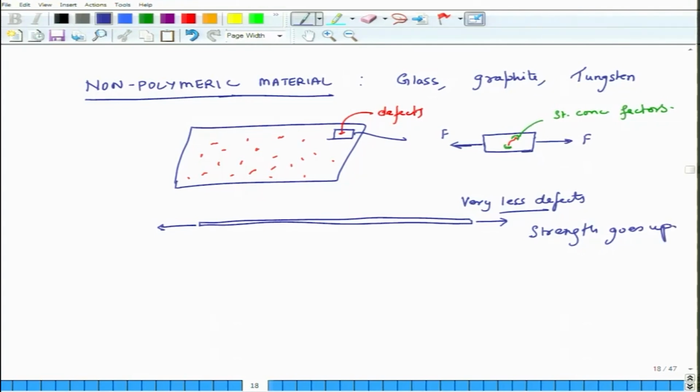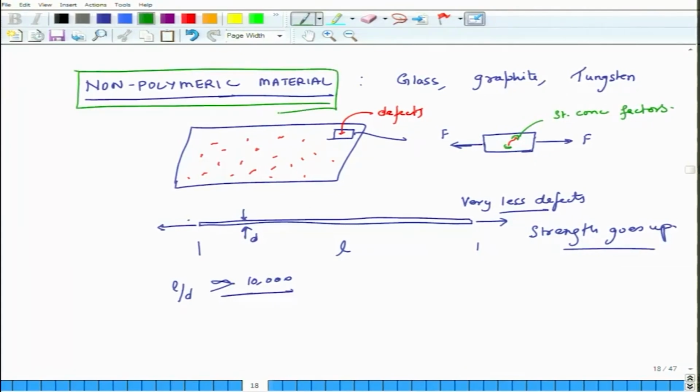So, what do I mean by fiber? By fiber I mean a geometry whose length, let us say this length, and this is the diameter. So, the L by D ratio is more than maybe 10,000. It has to be more than 1000 for sure. So that is why the strength for these types of materials goes up. So, this is about non-polymeric materials.